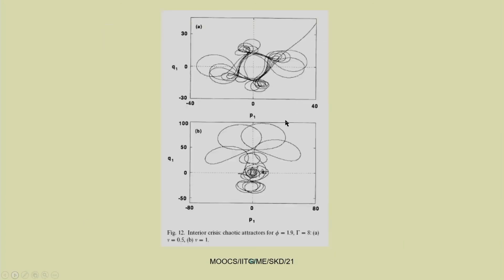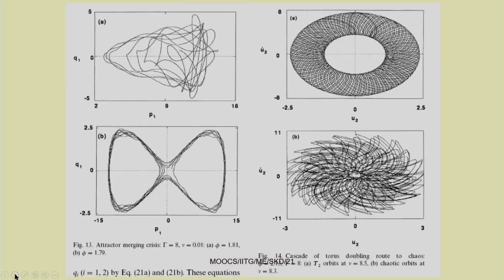Similarly, you can observe other different types of chaotic response also. Here one interior crisis you can observe. Initially this is the attractor. When it comes in contact with the unstable fixed point response, you can see that this attractor is now inside this bigger attractor. This is known as interior crisis. Similarly, you can have attractor merging. So, single attractors, and now this attractor merging crisis is occurring in the system.